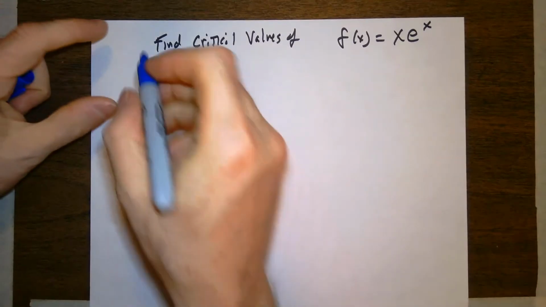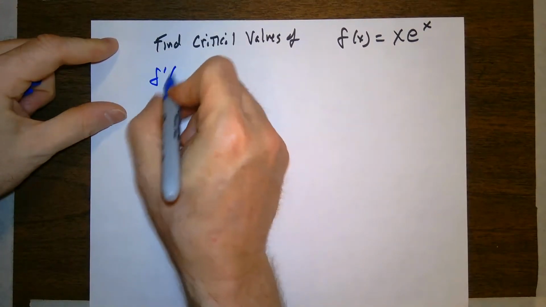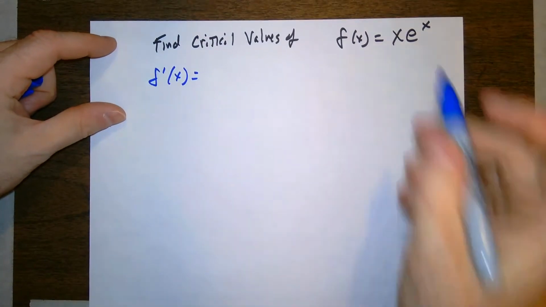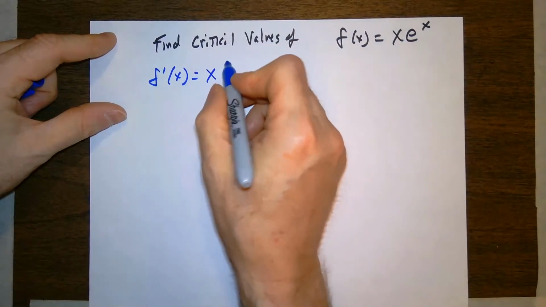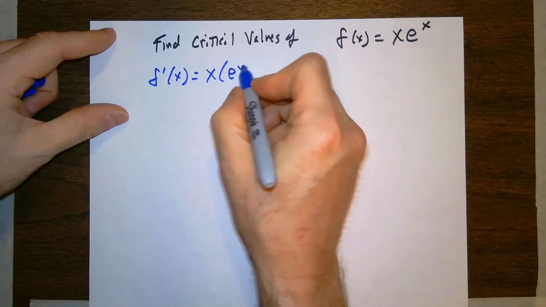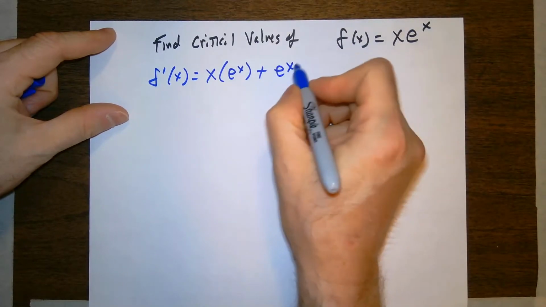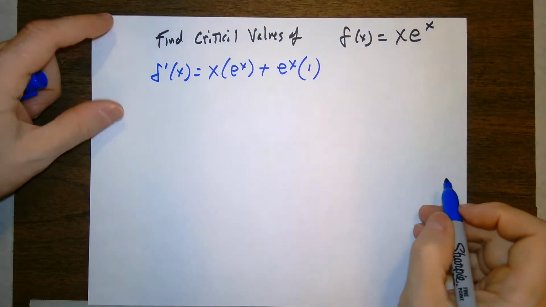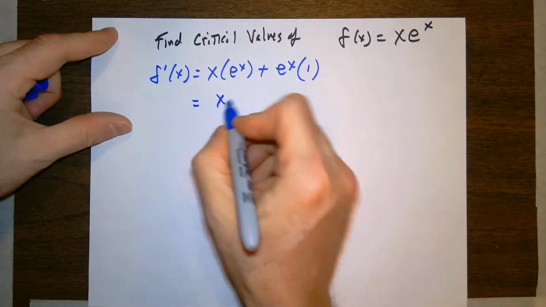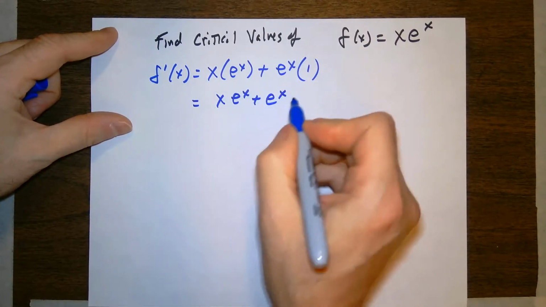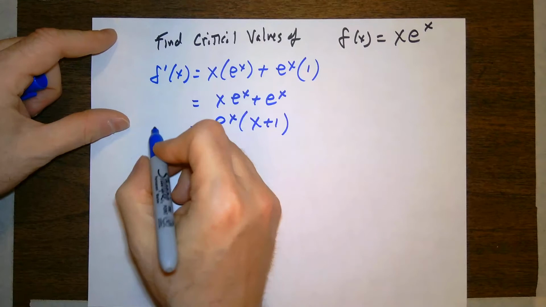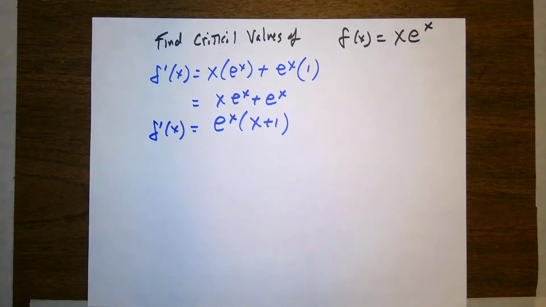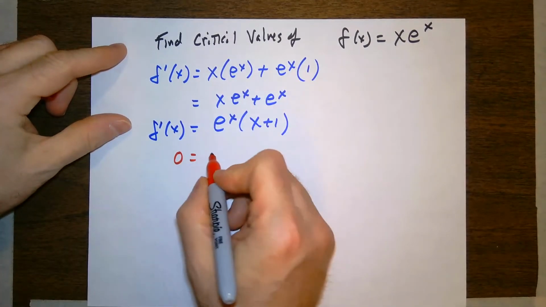So I want to take the derivative. The derivative of the function, clearly I've got a product rule. It's going to be the first times the derivative of the second plus the second times the derivative of the first. If I clean that up, I get x times e to the x plus e to the x. I can factor out e to the x, giving e to the x times (x plus 1). There is my derivative. Now to find the critical values, I'm going to set it equal to 0 and solve.